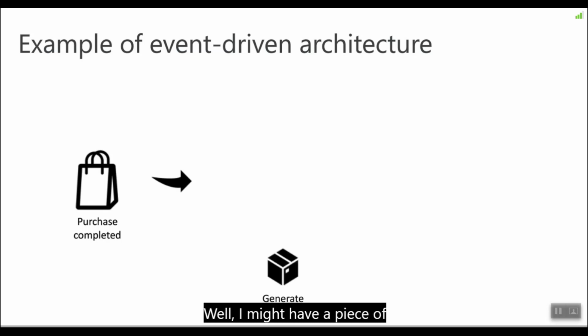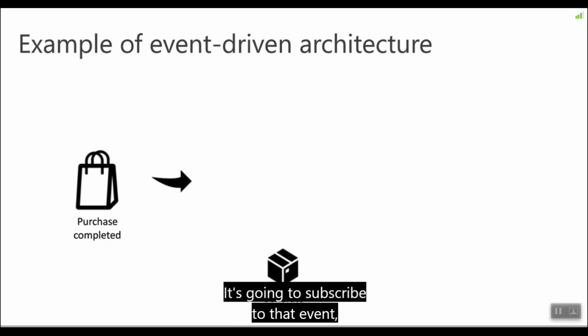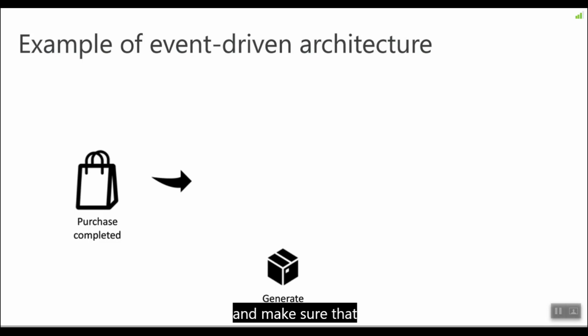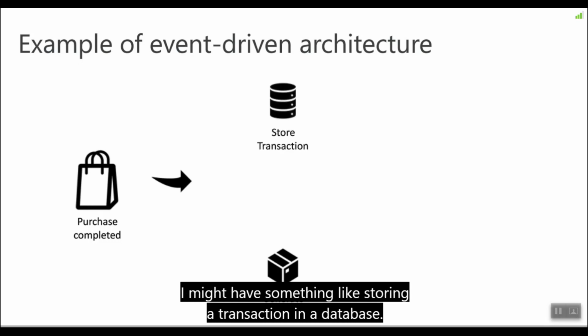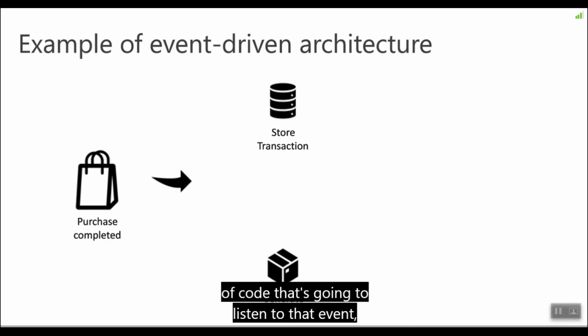Well, I might have a piece of business logic which is in charge of generating shipments. It's going to subscribe to that event, potentially generate some metadata around the shipment, and make sure that the product ends up getting shipped to the customer. I might have something like storing a transaction in a database. In this case, I might have some piece of code that's going to listen to that event, take the data, and store it in a database.